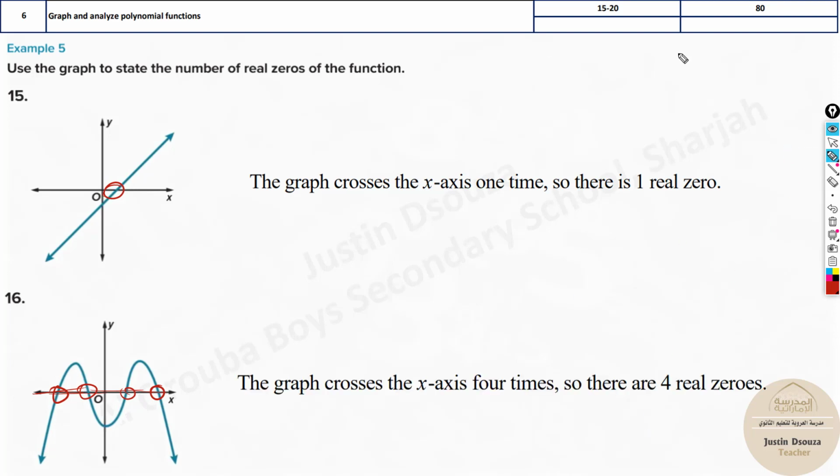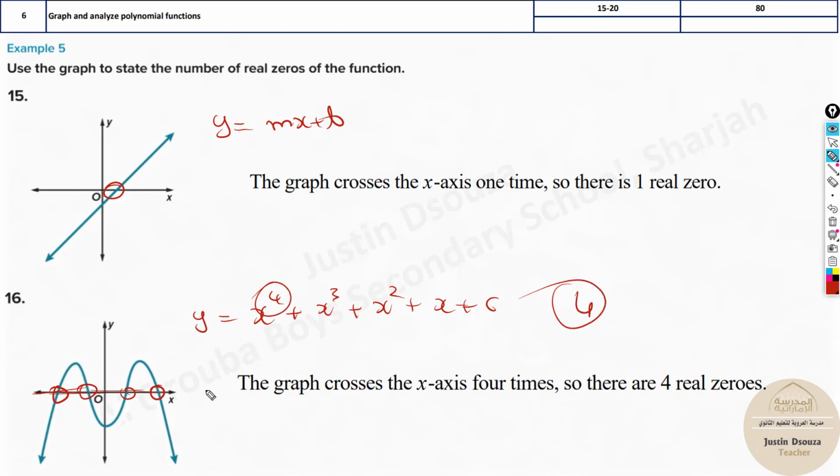Now, just for your extra knowledge, the earlier one is a linear graph. It is like y is equal to mx plus b. This is the form. Here, it is a polynomial of power 4, a quartic graph. x to the power 4 plus x to the power 3 plus x to the power 2 plus x plus some constant number. This is highest degree 4, so a maximum of 4 roots may be possible.